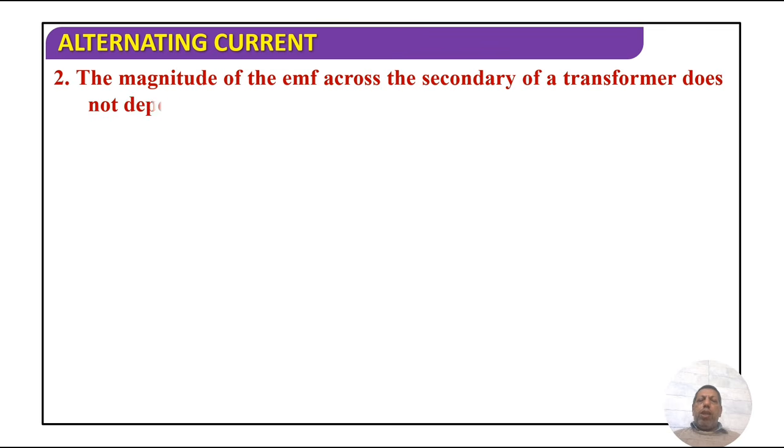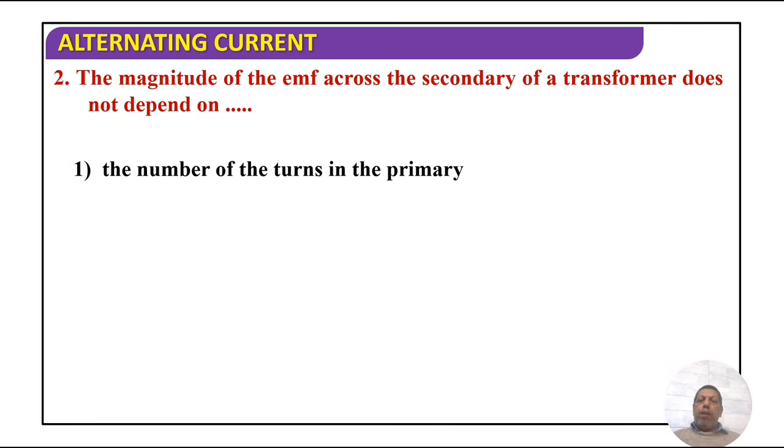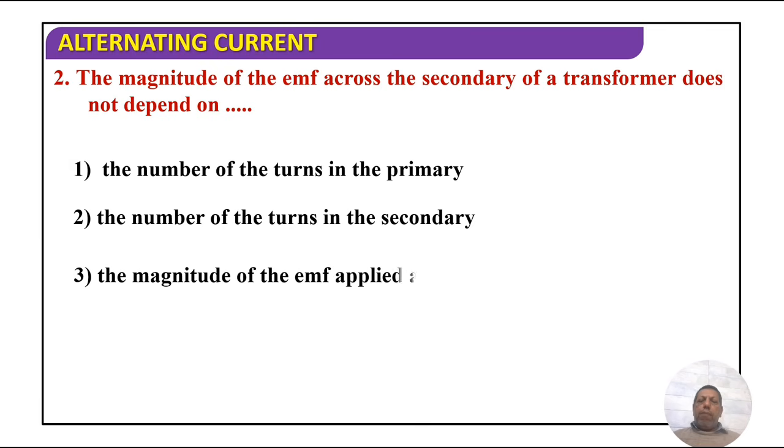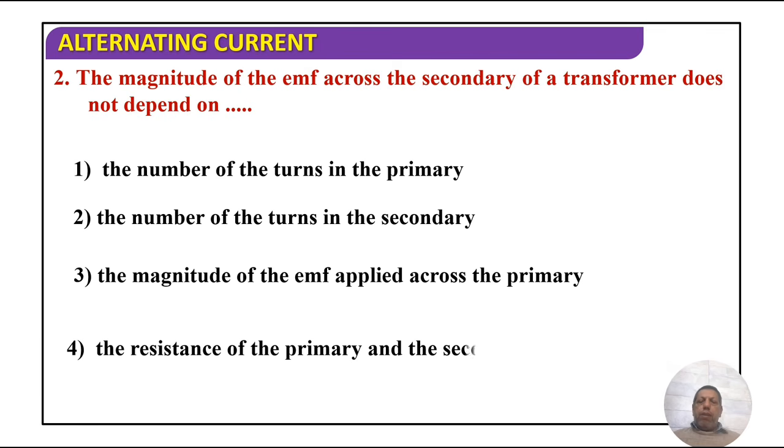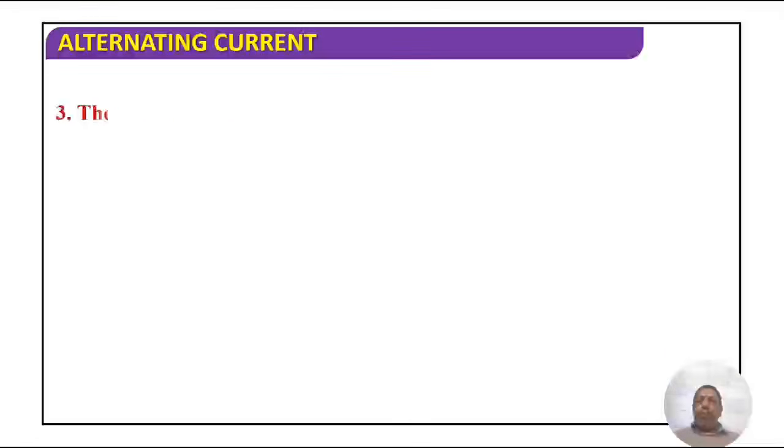The magnitude of the EMF across the secondary of the transformer does not depend on number 1, the number of turns in the primary, the number of turns in the secondary, the magnitude of the EMF applied across the primary, the resistance of the primary and the secondary. The correct answer is resistance of the primary and the secondary.